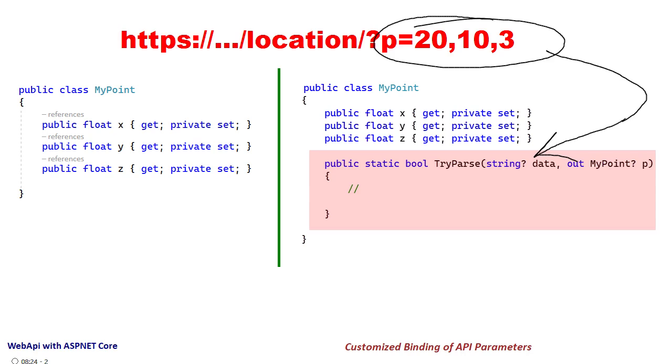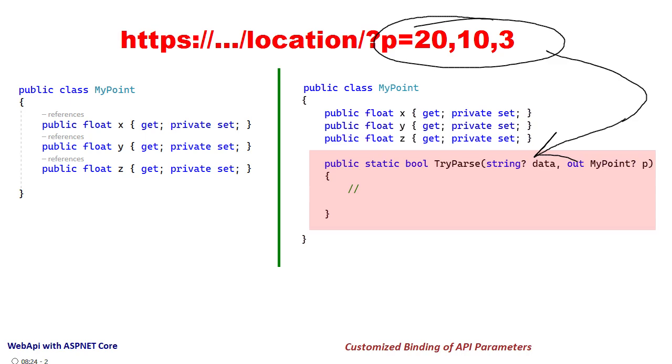After that, we can write suitable statements to split that string into x, y and z and return an instance of MyPoint. So basically you have to have a class, and in that class you have to put a function called TryParse and that will convert it into your MyPoint. So let's see it practically.